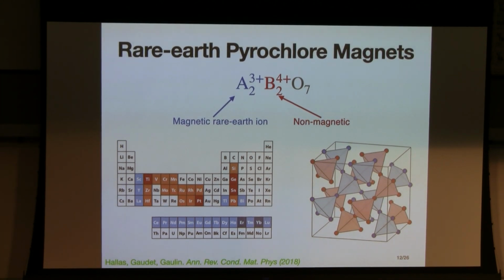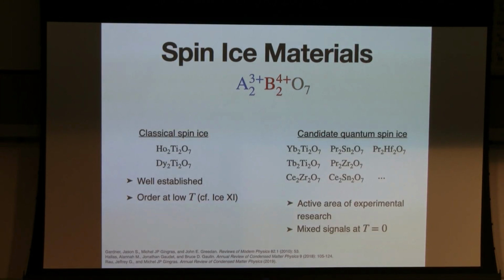Great. So what are the materials? There are two materials that are called the classical spin ices. They are holmium and dysprosium titanate. They're well established experimentally and very well studied. There's a lot of interesting physics in their intermediate temperature regime where the ice rule is active. But if you go to very low temperature, they order. They order in various kinds of antiferromagnetic orders at low temperature, just like ice XI does for water ice.